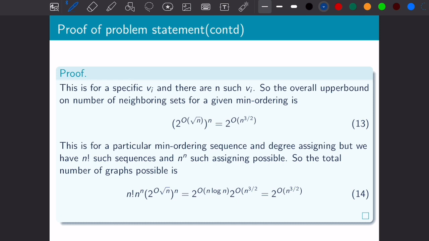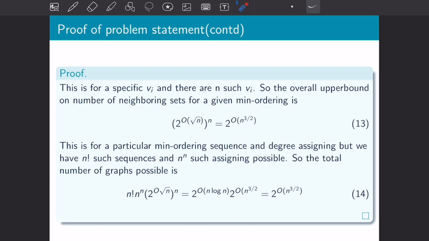Next, as I already said, there is a theorem which says that if we know the min-ordering sequence and the neighboring sets of all vertices, then the graph is fixed. Using that, we can say that the number of graphs possible in this construction is going to be our total number of C4-free graphs possible. Here you can clearly see three terms: n factorial, n power n, and 2 power order of n power 3 by 2.